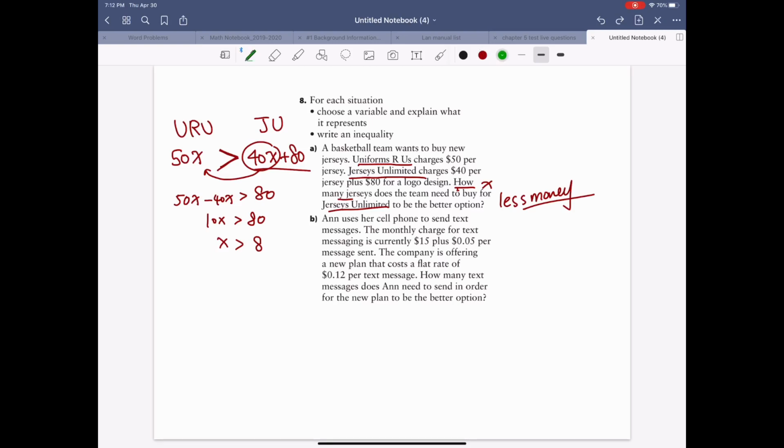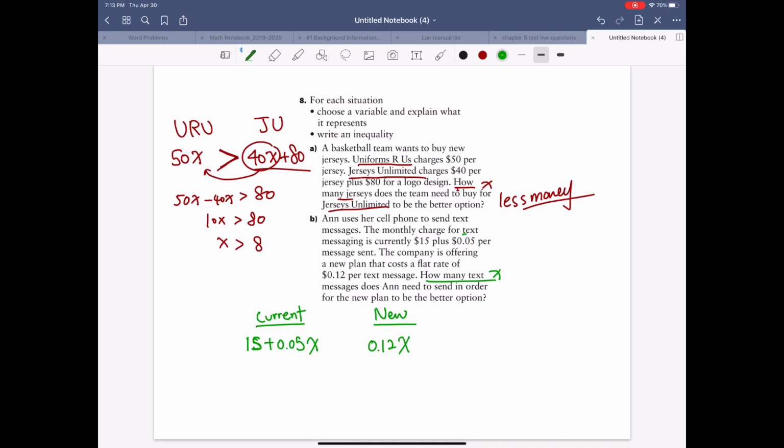And she uses her phone to send text messages. Oh, it's comparing two companies again. Okay, the monthly charge for text messaging for the current plan is $15 plus $0.05 per message sent. So a $15 flat fee plus $0.05x, where x is how many text messages she sends. The company is offering a new plan, which costs a flat rate of 0.12 per message, so 0.12x. So these are the two plans.